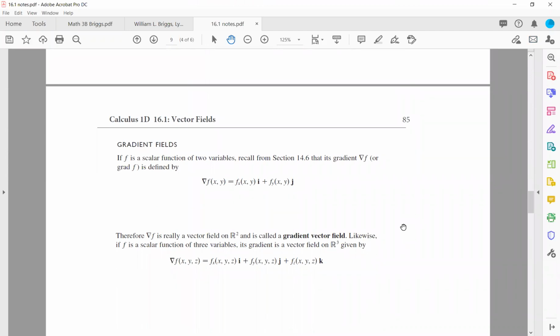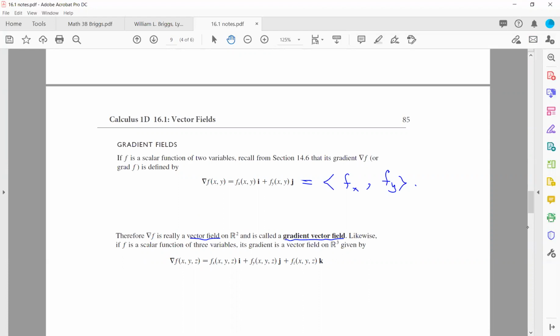Gradient fields. If f is a scalar function of two variables, recall that we defined the gradient of function f to be a vector including the partial derivative of f with respect to x and the partial derivative of f with respect to y. So as you can see, your gradient function actually has a vector as its outcome. Therefore, the gradient function is really just a vector field on R squared. We call it the gradient vector field.